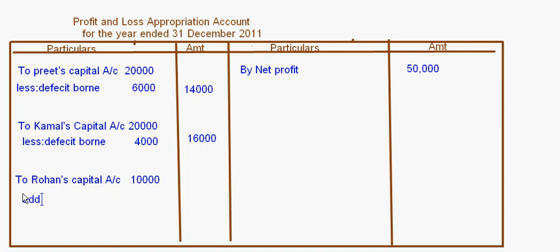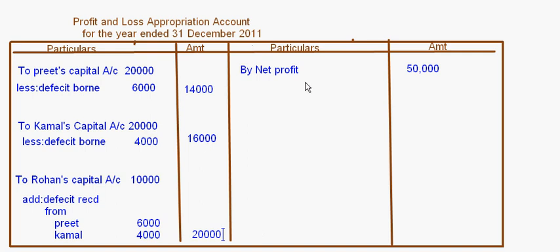and Rohan is actually getting the money from Preet and Kamal. So here it will be add deficit received from, you can put it like this, Preet is giving 6,000 and Kamal is giving 4,000, right? So he is getting a total of 20,000 rupees, which is his guaranteed amount.